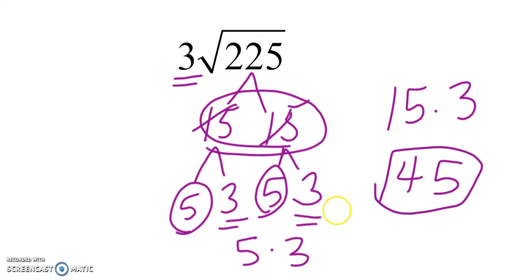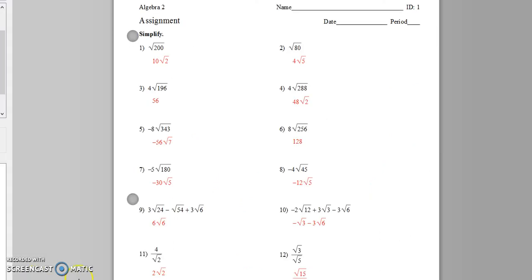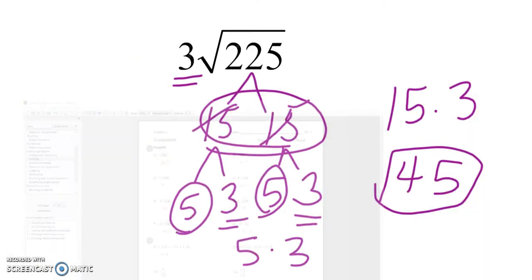Okay, that's it for breaking down radicals. On your worksheet, you could try 1 through 8 on your worksheet that I gave you.